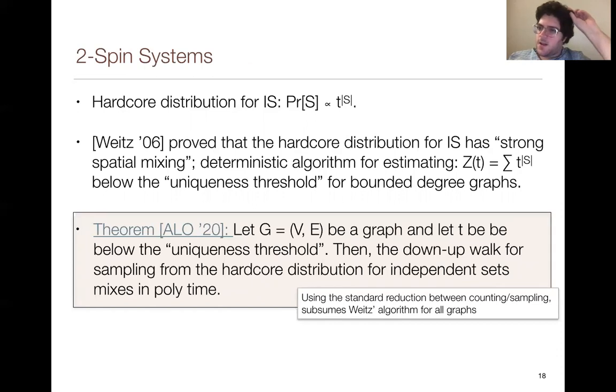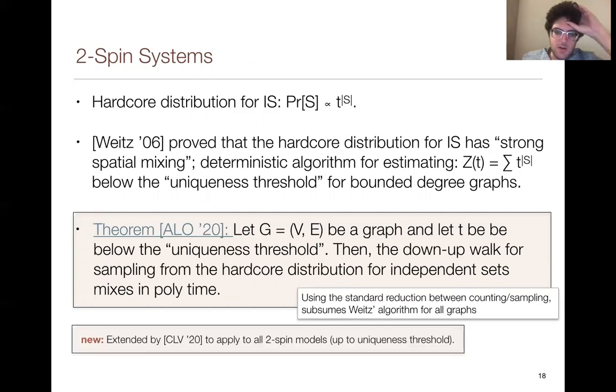This is a randomized algorithm. I'm not sure whether people care about randomized versus non-randomized, but this is interesting. And what is quite new is an extension of this result by Chen, Liu, and Vigoda to all two-spin models. So they show that you can show fast mixing for all two-spin models using these methods.